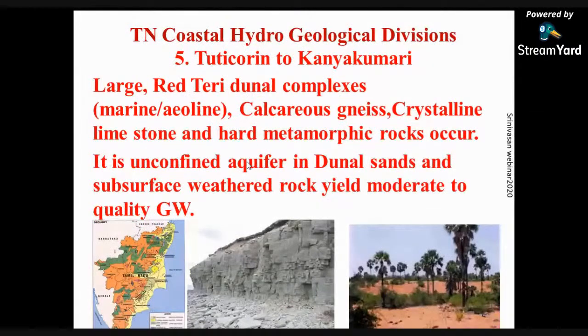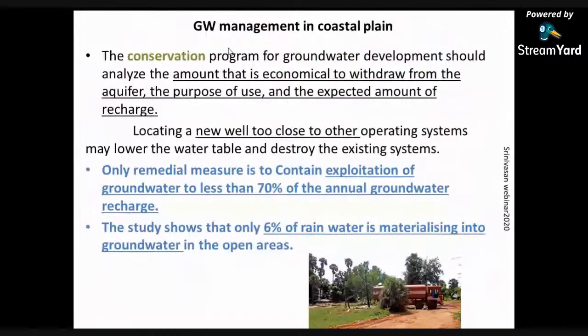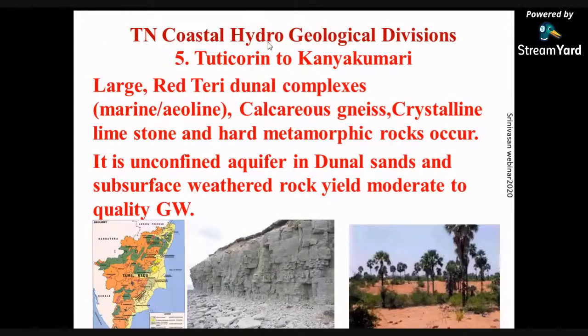We will now see the last segment, this Tuticorin to Kanyakumari. Up to Thoothukudi we saw it's a black cotton soil area, Thoothukudi to Ramnad, a Kankari area where the salinity of the groundwater is higher, though a deeper aquifer may yield. But on the south side we get this kind of red color teri dune.